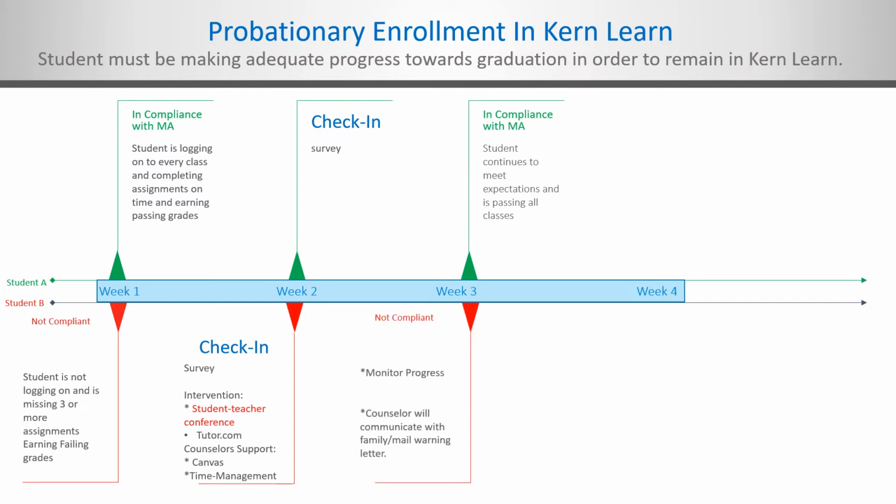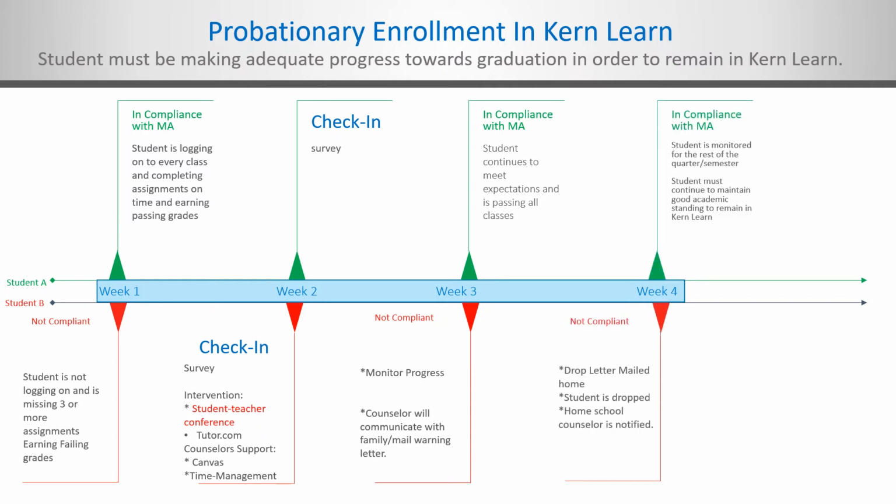Week 3, we continue to monitor students. If student B is still not in compliance with the master agreement and is not showing significant improvement, a counselor will communicate with the family and a warning letter will be mailed home. Week 4, students continue to be monitored.